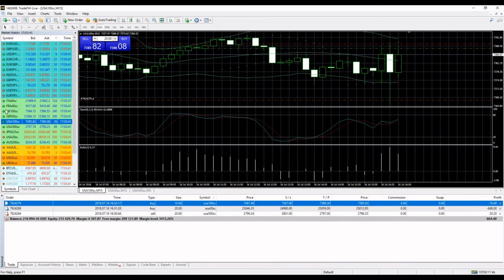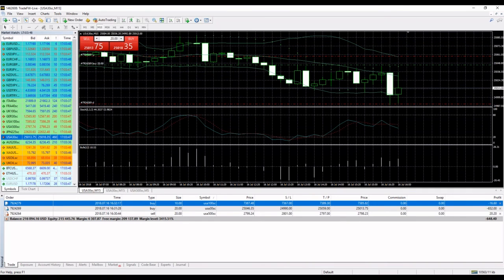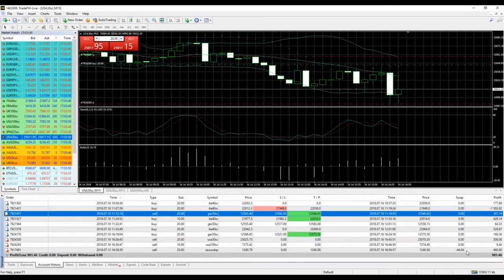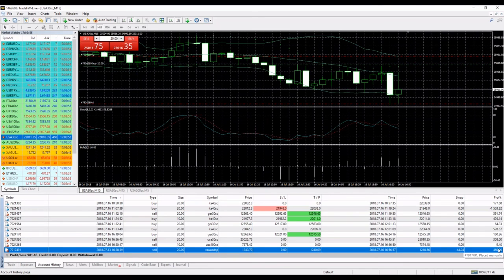Nice, nice, nice. I also closed my gold position, guys, with a profit of $460. I'm very happy about this trade because it was giving me some stomach problems.